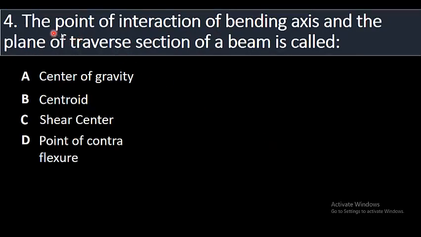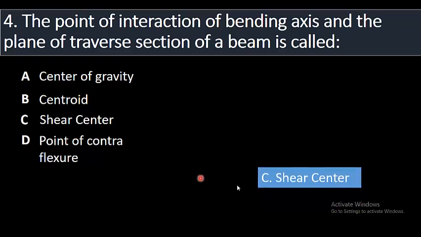Number 4: the point of interaction of bending axis and the plane of transverse section of a beam is called option A center of gravity, option B centroid, option C shear center, option D point of control of flexure. The right answer is option C, shear center. Shear center is the point of interaction of bending axis and the plane of transverse section of a beam.